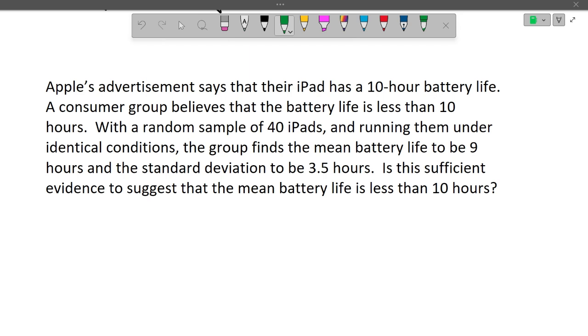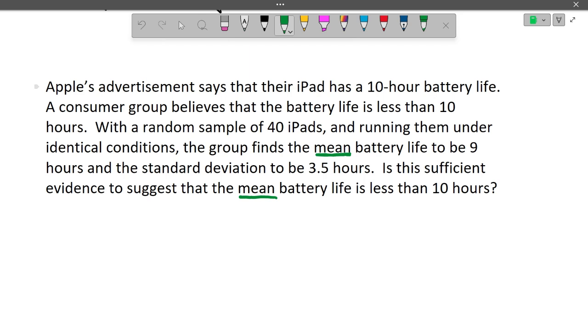So, when I first encounter a hypothesis problem, I want to first decide if this problem is about means or proportions. As we read over the question, we can see the word mean a couple times over. It gives us an indication. We can also see that what they're testing is the battery life, which is measured in hours. It's a quantitative variable.